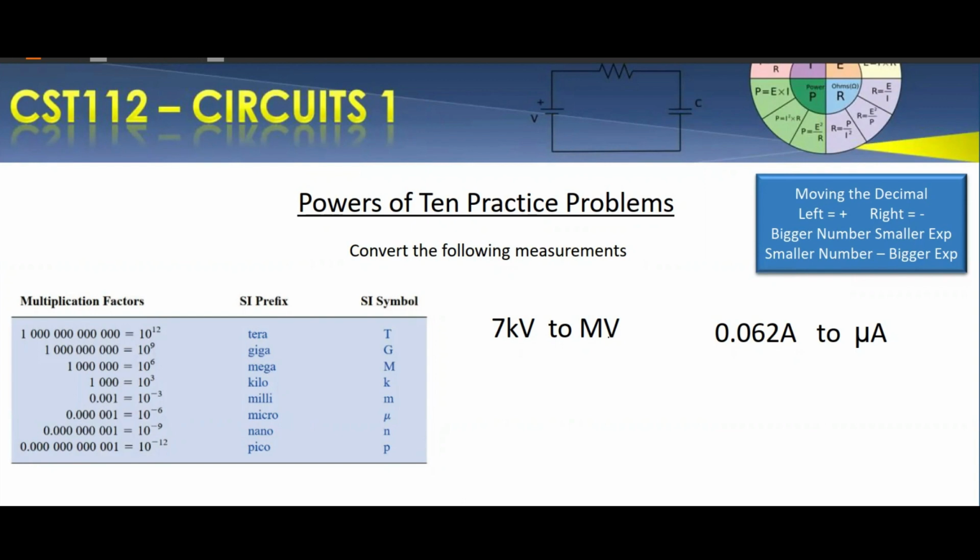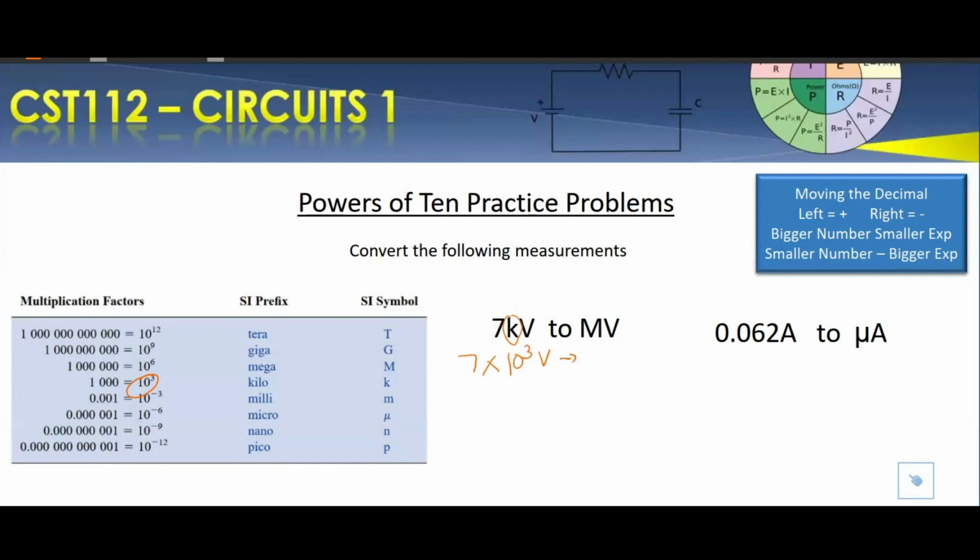And so really the easiest way to do it is try to figure out the power of 10 that represents each SI symbol and rewriting it. So to rewrite 7 kilovolts, I'll rewrite it like this. So 7 times, and this K is the SI symbol for 10 to the third. So 10 to the 3 volts.